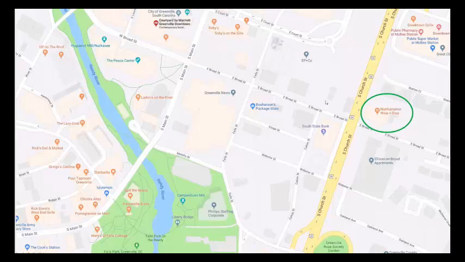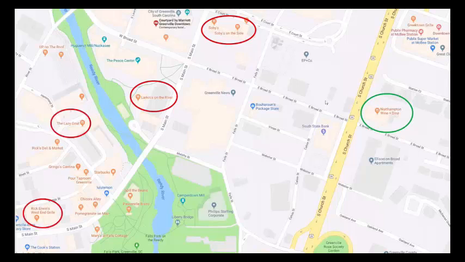You want to target restaurants that are similar. So we have Sobeys, which is an upper scale restaurant. We have Larkin's on the River. We have the Lazy Goat and Rick Irwin's West End Grill.